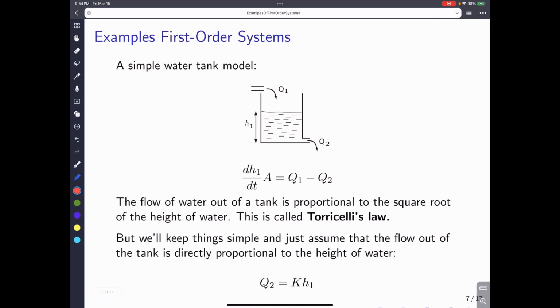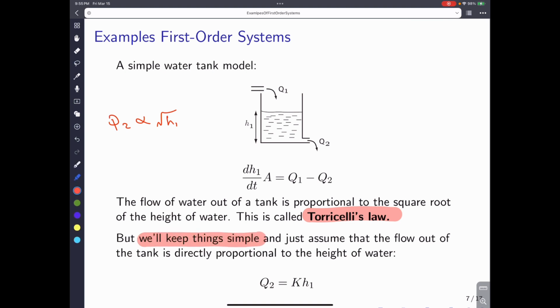In fact, there was a scientist called Torricelli who discovered what the relationship was, and it's now called Torricelli's law. And all that says is that the rate of flow of water out of a tank is proportional to the square root of the height of water in the tank. It's an odd looking relationship, not perhaps one you'd expect, but that's basically the law that governs how water leaves the tank. Now we're not going to use that though. We're going to keep things simple.